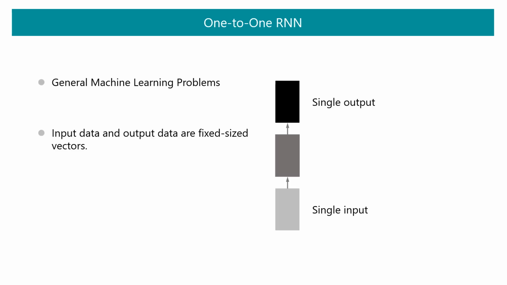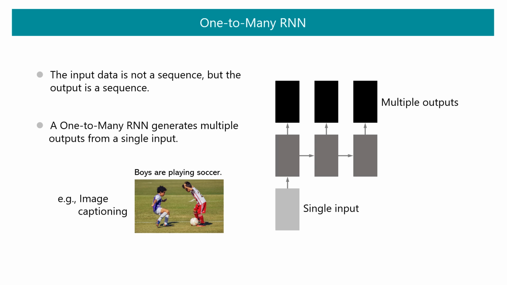One-to-one RNN is a basic type of neural network. We use it for general machine learning problems. It has a single input and a single output. Specifically, its input data and output data are fixed size vectors. In a one-to-many RNN, the input data is not a sequence, but the output is a sequence data. That is, a one-to-many RNN has a single input and multiple outputs. In other words, a one-to-many RNN generates multiple outputs from a single input.